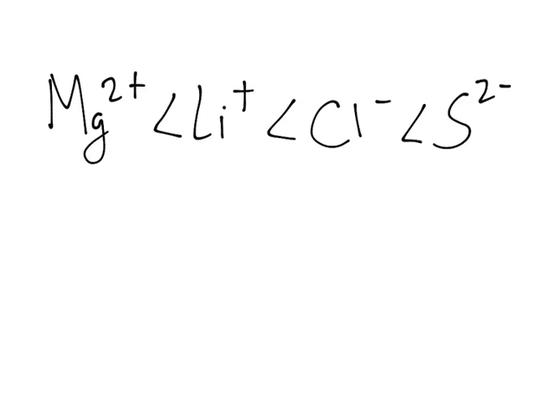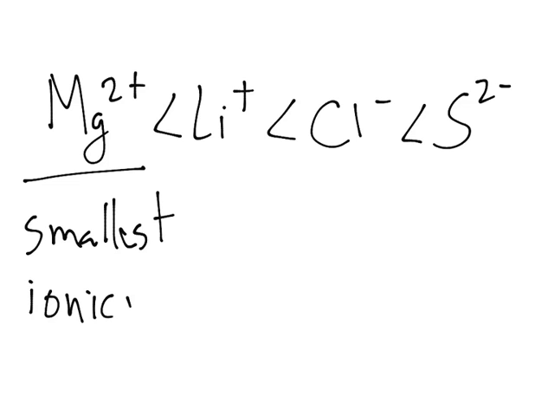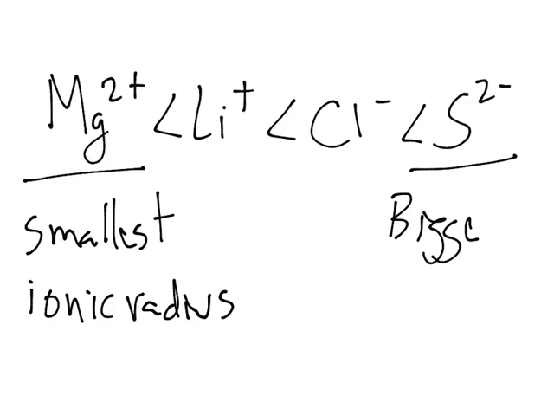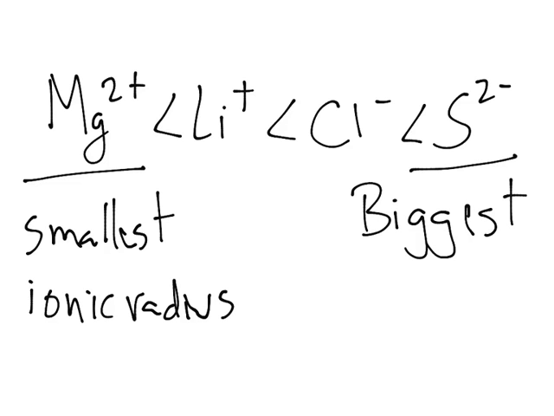So as you can see, if the charge is the most positive, that ion will have the smallest ionic radius. And if the charge is the most negative, it will have the biggest ionic radius. And that's it for ionic radius.